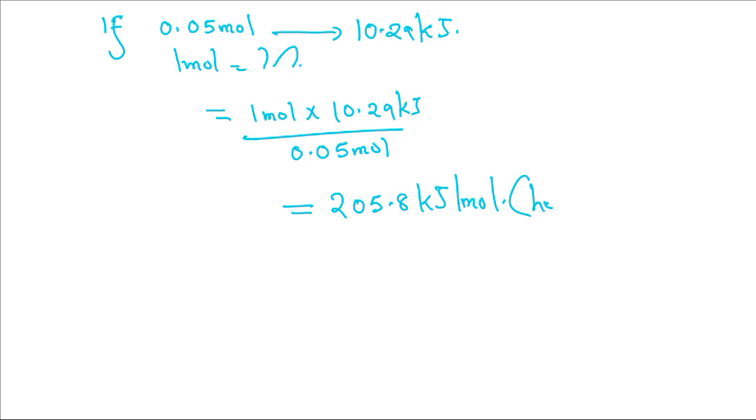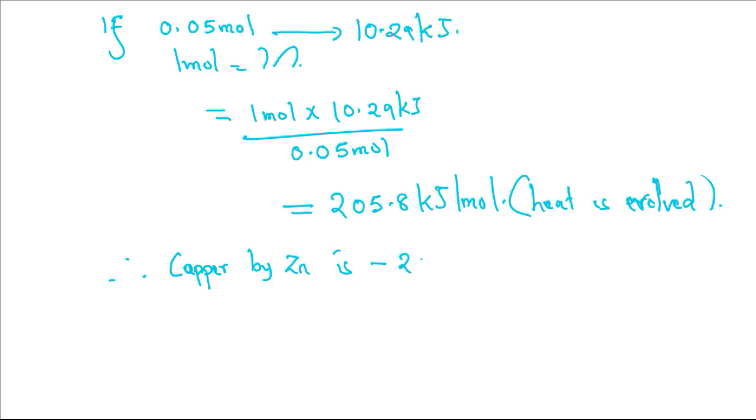This molar heat of displacement is exothermic. Heat is evolved. Therefore, the molar heat of displacement of copper by zinc is negative 205.8 kilojoule per mole.